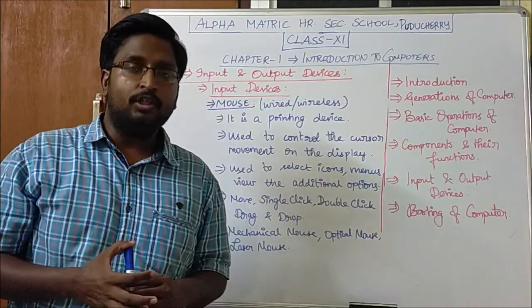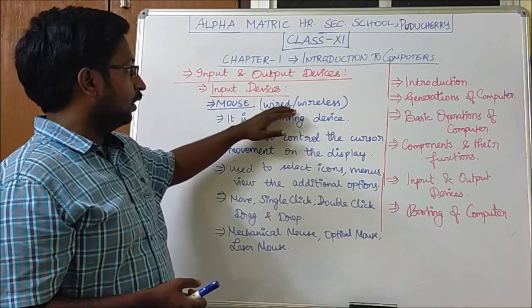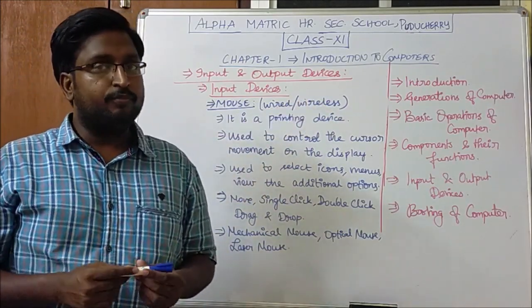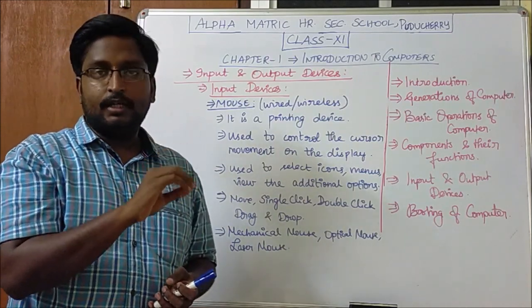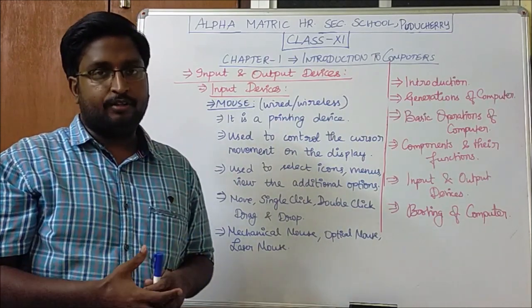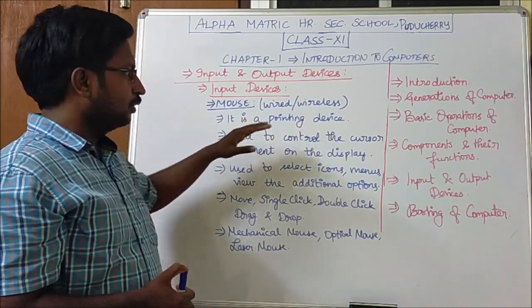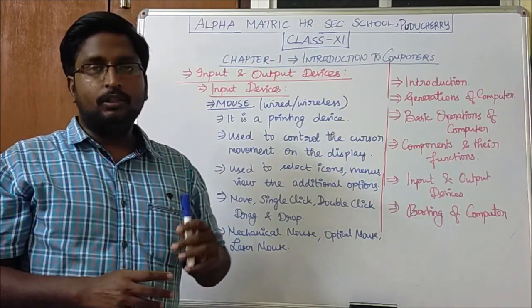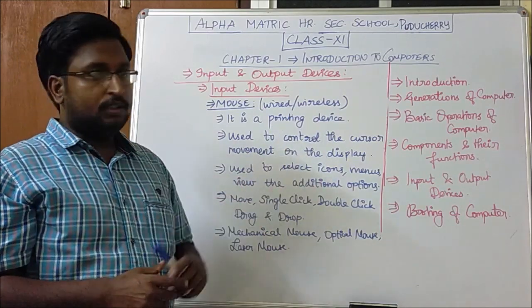The next input device which we are going to see is the mouse. The mouse also comes as wired and wireless. It is called a pointing device because it points with the help of the cursor. You can point to a content or a menu on the screen. It is used to control the cursor movement on the display. When you move the mouse, the cursor also moves.